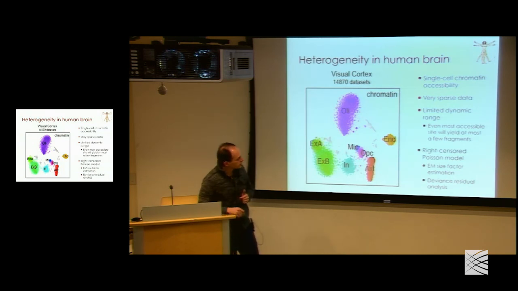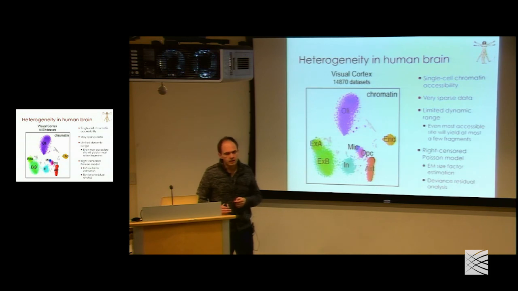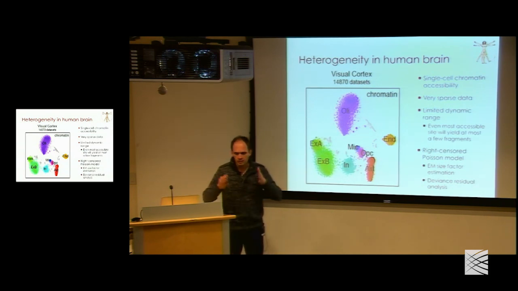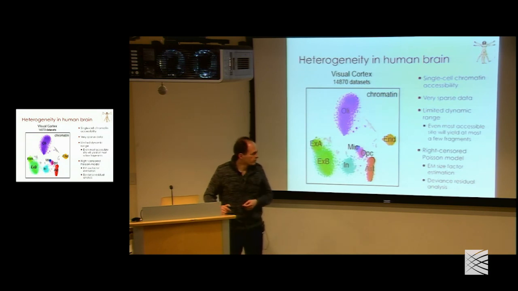Now, the other thing to consider here is that this data is very sparse. We get about 10,000, let's say, reads per cell. And it's also compressed. If you think of the most accessible site in the chromatin, it will still get 1 or 2 reads at most in this assay. So when we're modeling this, we have to use a different model instead of the whole negative binomial mixture and so on. Essentially, we used a right-centered Poisson model that allows us to limit some of these accessibility effects.